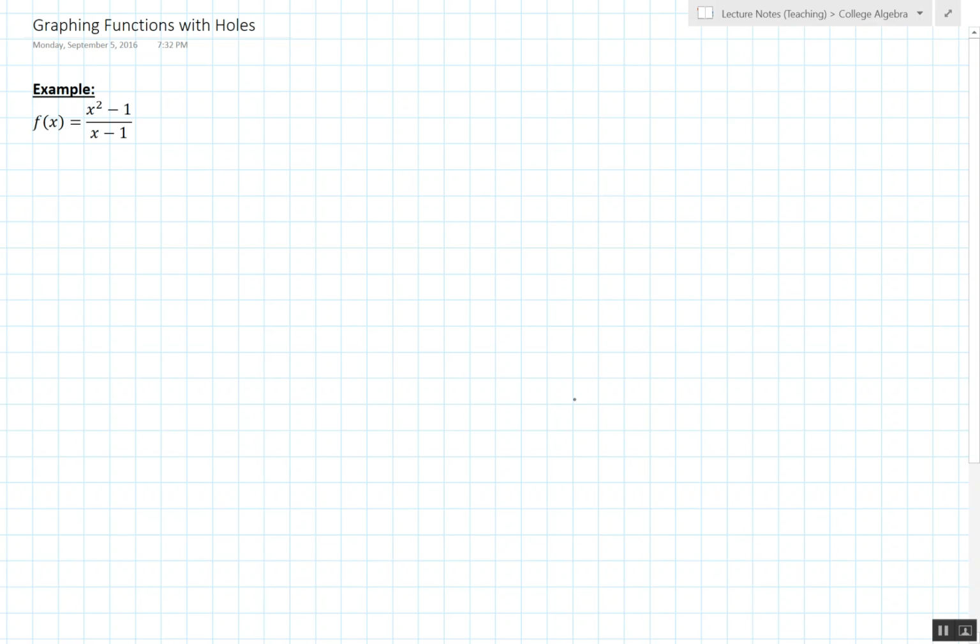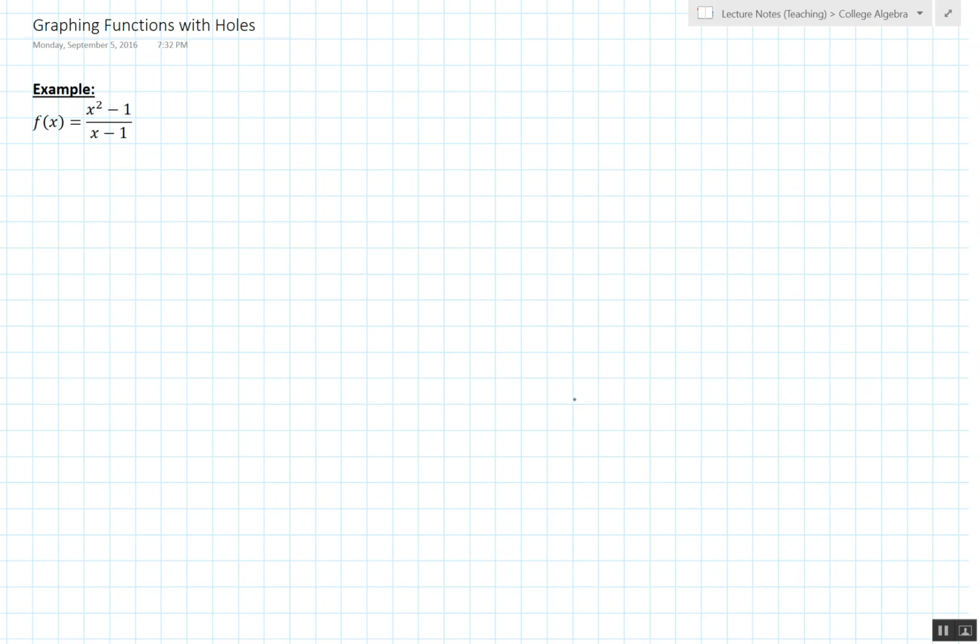Hi everybody, welcome back. We are now going to talk about graphing functions with holes. While this is not explicitly mentioned in the text, there is an example and a set of problems that deal with holes in graphs, and we want to talk about it. So, for example, let's look at f of x equals (x squared minus 1) over (x minus 1).